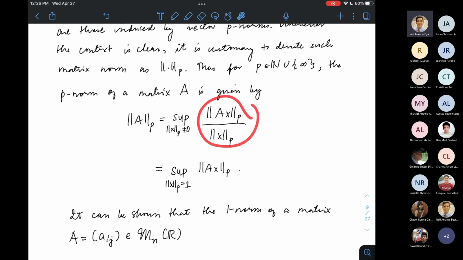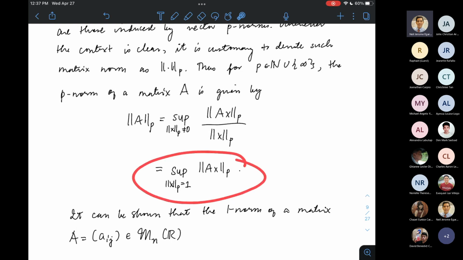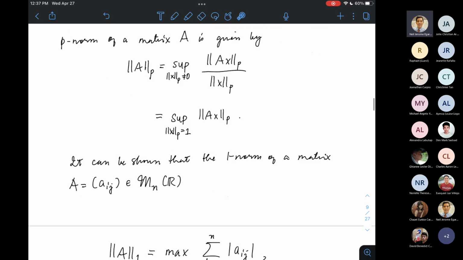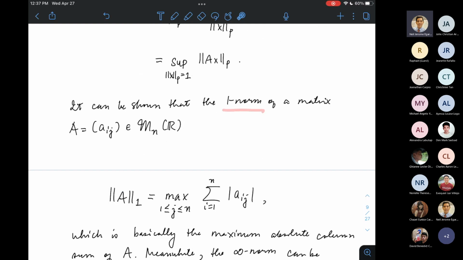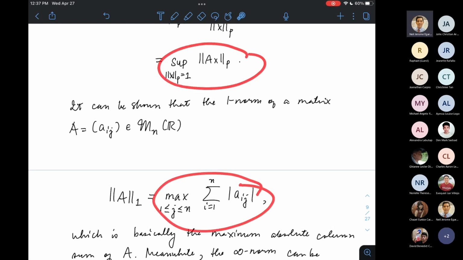So hindi mo na pala kailangan kunin yung ratio. Another way of computing it, kunin mo na lang yung supremum ng norm ng Ax over lahat ng x na may norm na equal kay 1. Okay? And with this definition, I think it's easy to find that the one norm of a matrix A is simply this guy. So, ito ay na-derive mula sa definition na to.